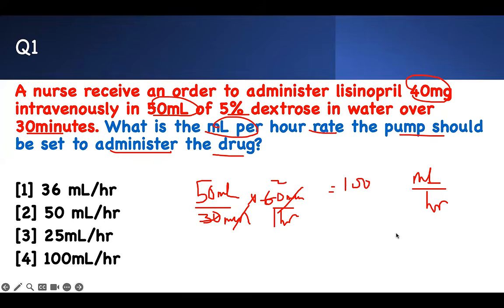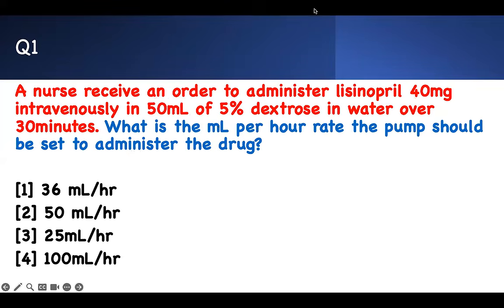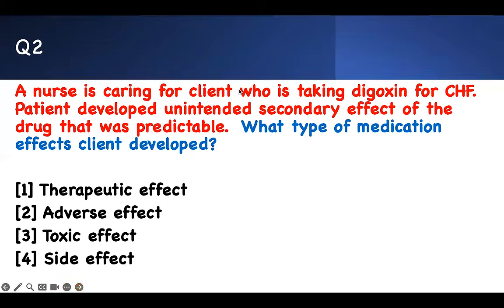100 ml per hour. Because we cannot set the machine to 30 minutes, so we will set it to 100 ml per hour. But because we only have 50 ml, when the fluid finishes, the system will shut off. So this is wrong, this is wrong, this is wrong. This is what you set in the pump, 100 ml per hour, even though you have 50 ml. Okay? So that's the right answer. Number 1 is done.